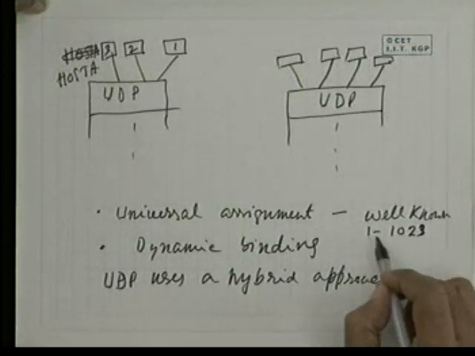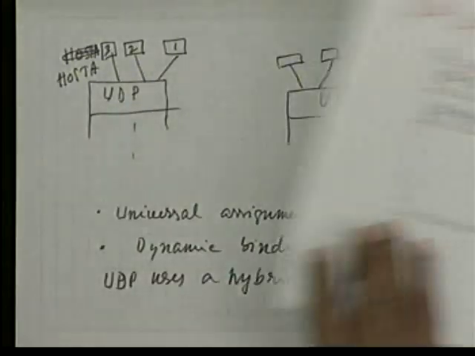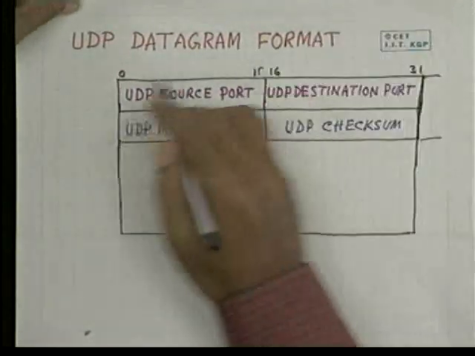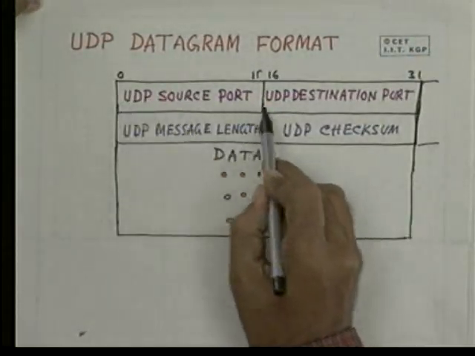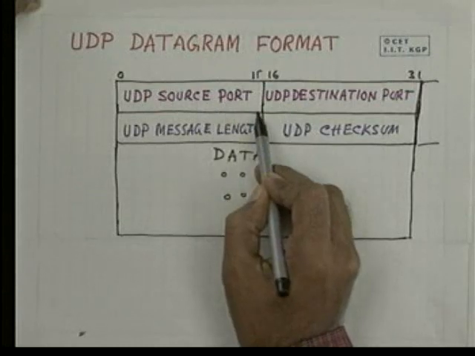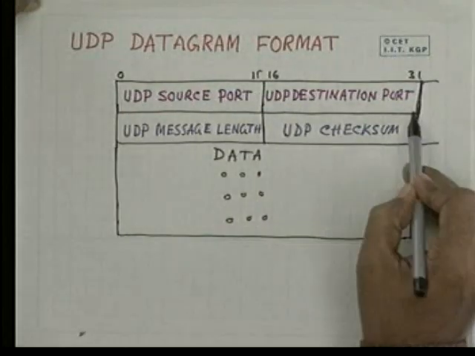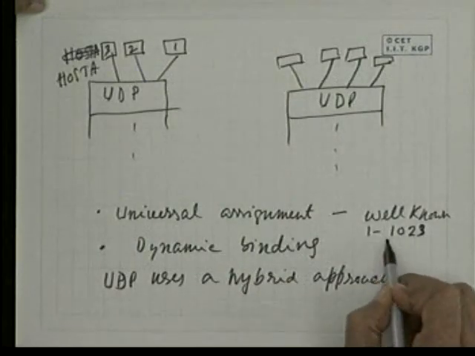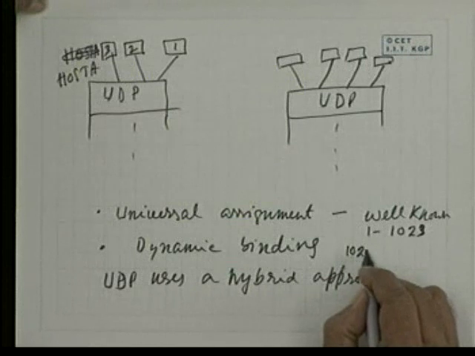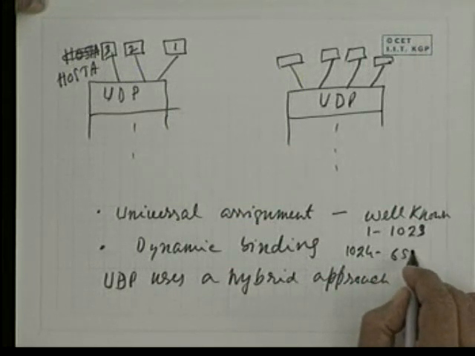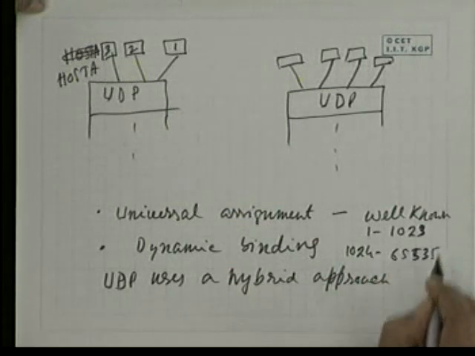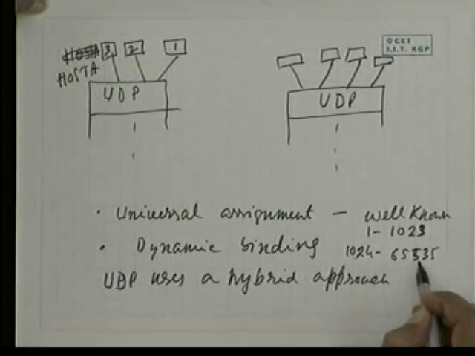And then, as we have seen, the format of the UDP datagram, this is 16-bit. The port number is 16-bit, both for source port and destination port. And so the remaining numbers starting from 1024 to 65535, these numbers are assigned dynamically to different users. And obviously, with time, this number will vary.